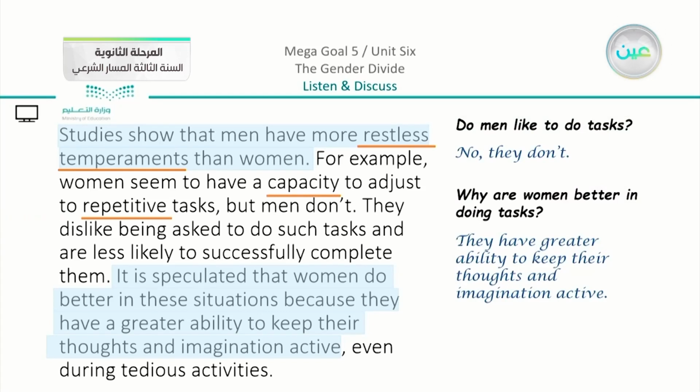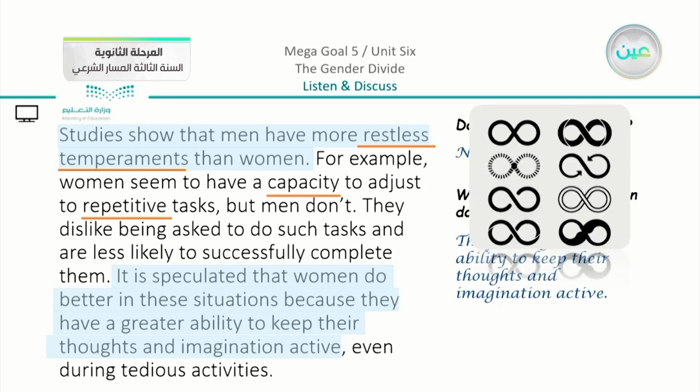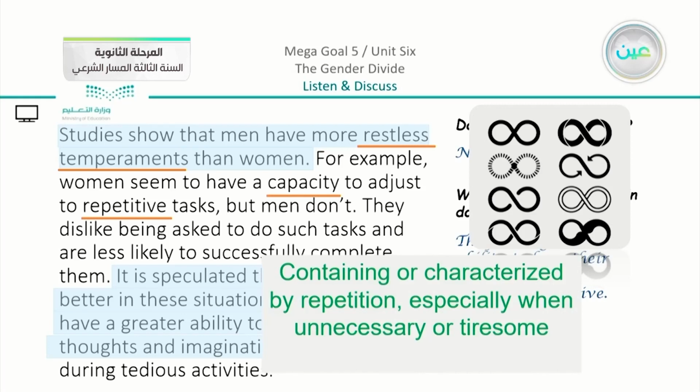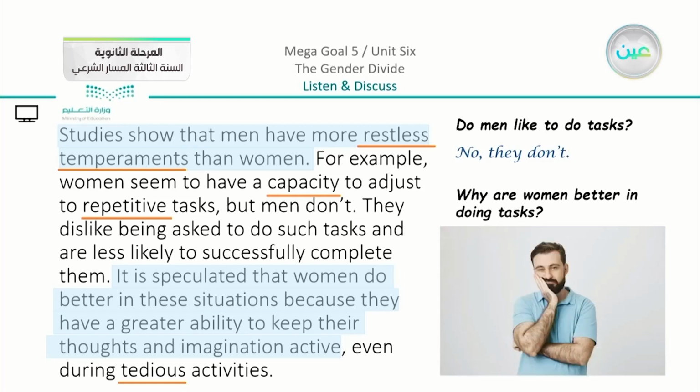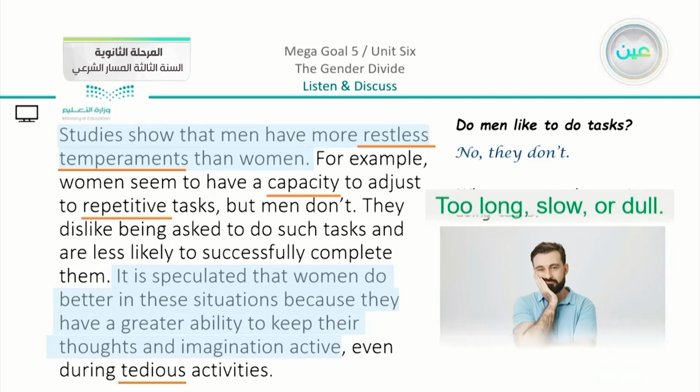Also, another word mentioned here is the word repetitive. Now we can say that something is going on and on, it is repeated. So we have here containing or characterized by repetition. The last word that we have here, which is from the vocabulary part, is the word tedious. Now when we see this young man here, we can see that he is basically bored. So the word tedious here means too long, slow, or dull. Now moving on.